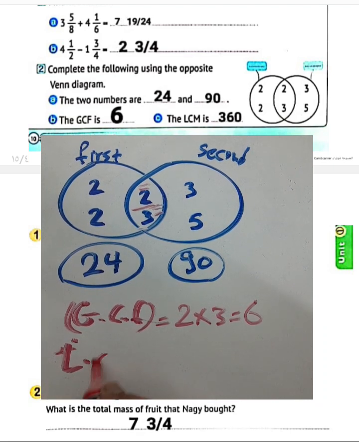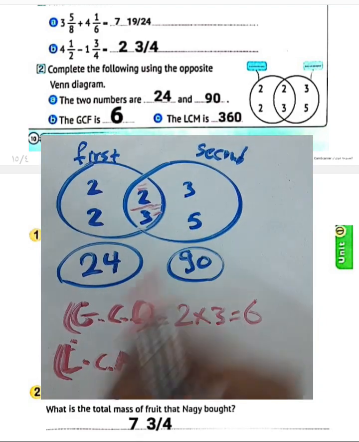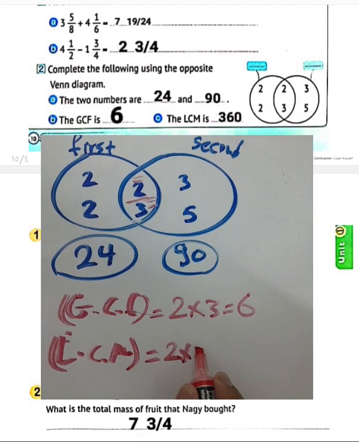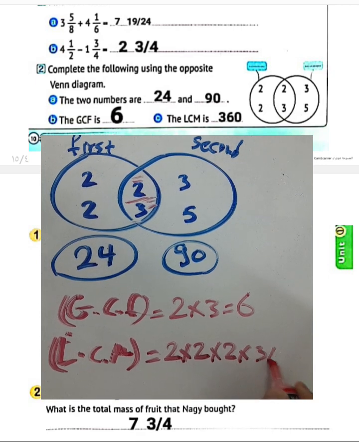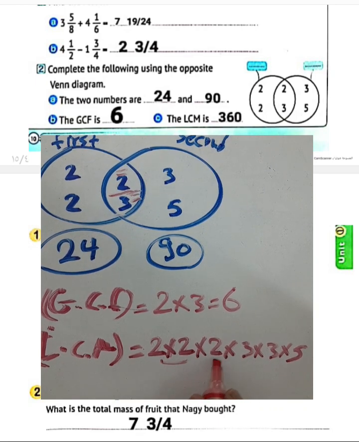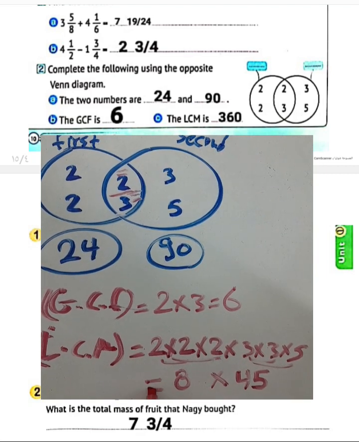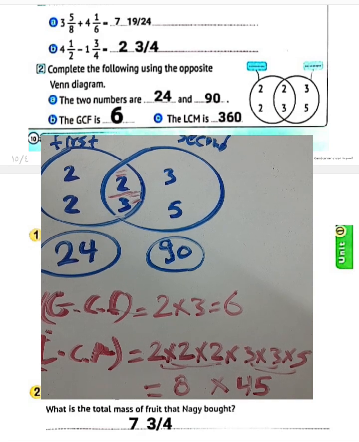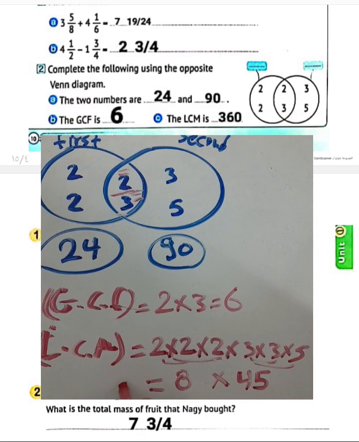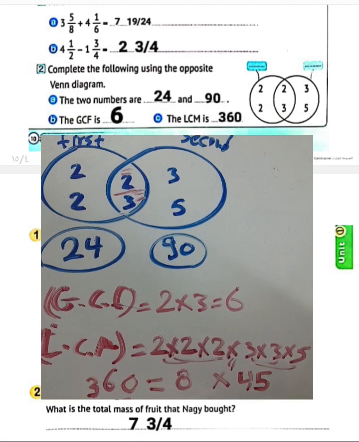common multiple between the two numbers, it will be 2 by 2 by 2 by 3 by 3 by 5. Okay, write 2 by 2 by 2 by 3 by 3 by 5. Okay, 2 times 2 is 4, 4 times 2 is 8, and 3 times 3 equals 9. 9 times 5 equals 45. Okay, and then find the result. 5 times 8 equals 40. Write 0 and carry a 4. 4 times 8 equals 32. 32 plus 4 equals 36. Then the result will be 360.